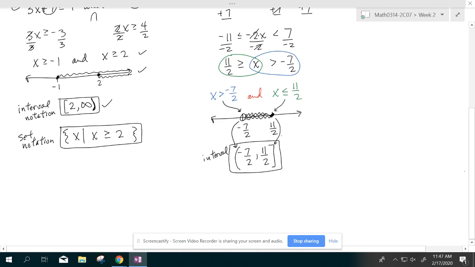Does that help any, drawing those arrows? The fact that this doesn't have the equal to makes it open. The fact that it's open makes a parenthesis. This does have the equal to, which makes it solid. Solid is a bracket.